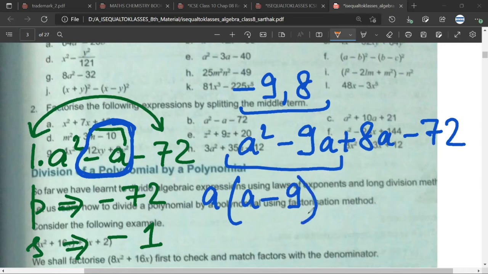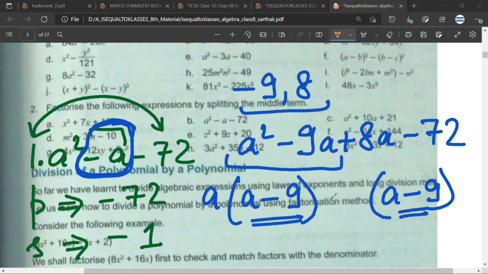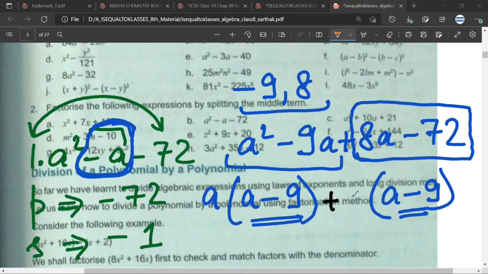Are we clear till here? Yes. Then the same factor would be written here. Are we clear? Yes. What should I write here so that this is maintained? 8a minus 72 should be maintained, Mr. Sarthak. Plus 8. Are we clear? Yes. What should I do next?